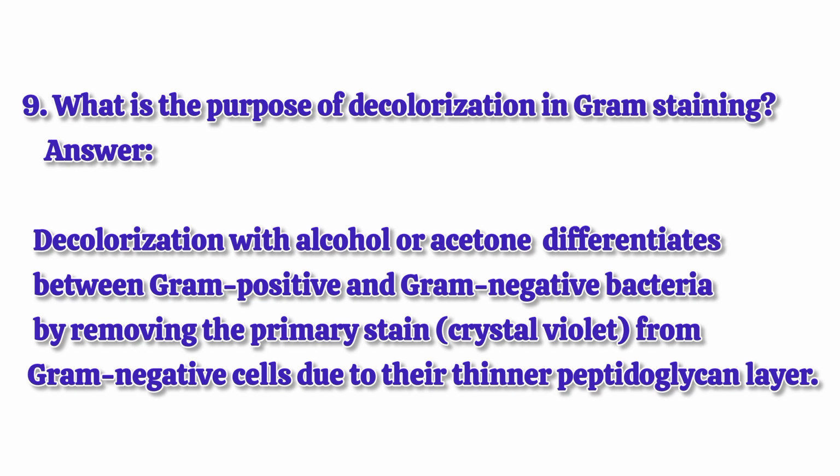9. What is the purpose of decolorization in Gram staining? Answer. Decolorization with alcohol or acetone differentiates between Gram-positive and Gram-negative bacteria by removing the primary stain, crystal violet, from Gram-negative cells due to their thinner peptidoglycan layer.